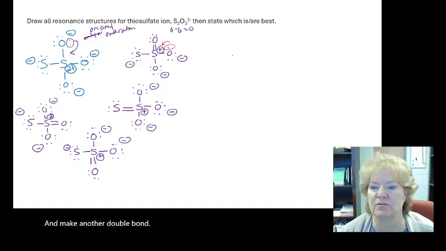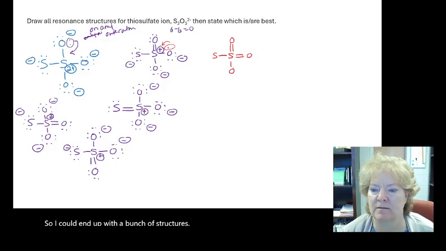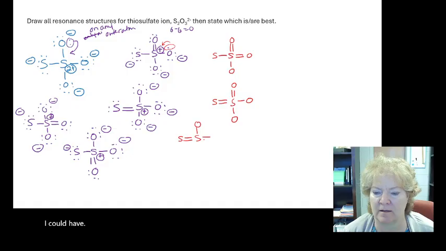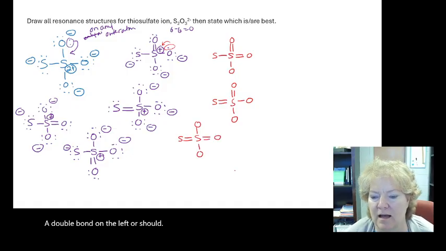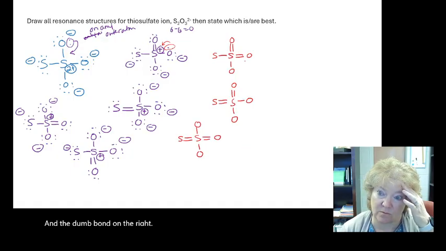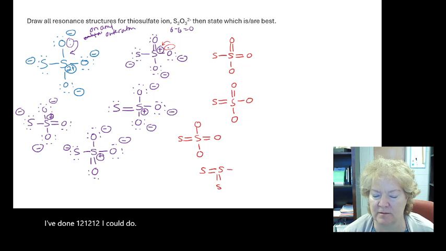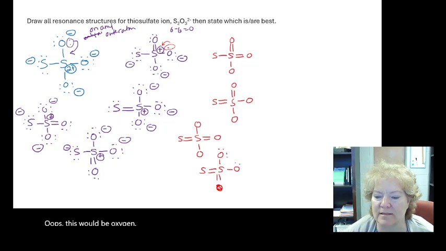So I could end up with a bunch of structures. I can have a double bond with the top and a double bond with the right. I could have a double bond on the left and a double bond on the top. I could have a double bond on the left and a double bond on the right. I've done 1, 2, 1, 2, 1, 2. I could do a double bond on the left and a double bond on the bottom. Oops, this should be oxygen. I have lots of varieties. I haven't exhausted them all.